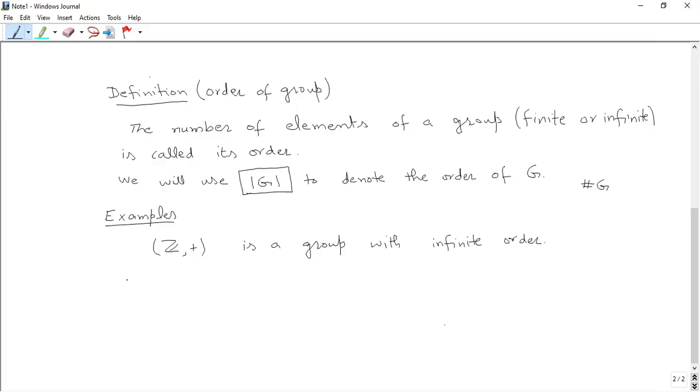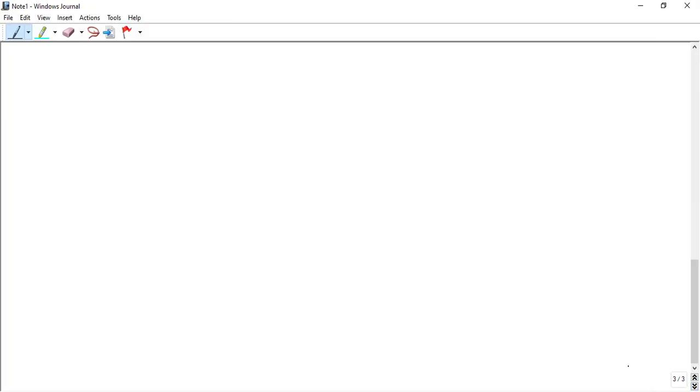And we have another group which we have previously studied, that is 1, minus 1, iota and minus iota. This is a group under multiplication, and this is a group with order 4.